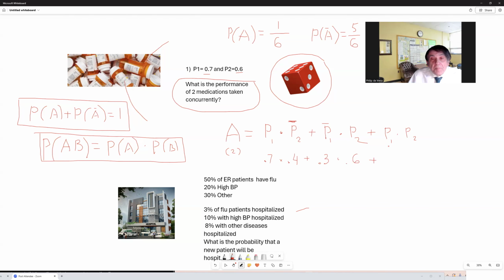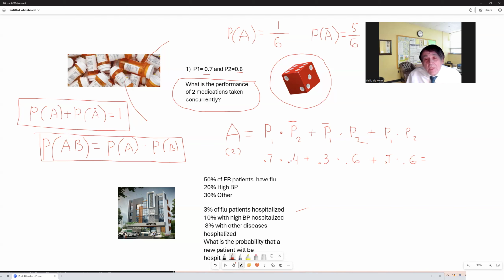Plus here, P1, P2 will be 0.7 times 0.6. That's it. So what will it be here? I will put it right away in percentage. I have to multiply by 100. It is so simple. You don't need to use your calculators. I know that some of you come to my lecture with a calculator. You don't need calculators here.